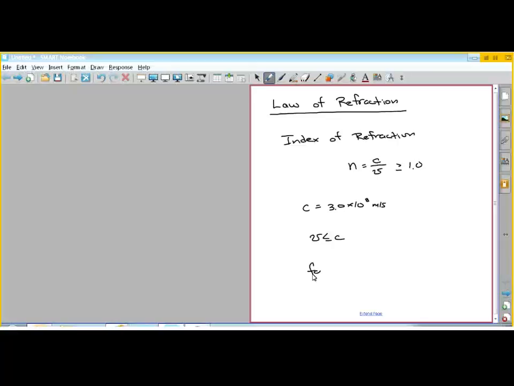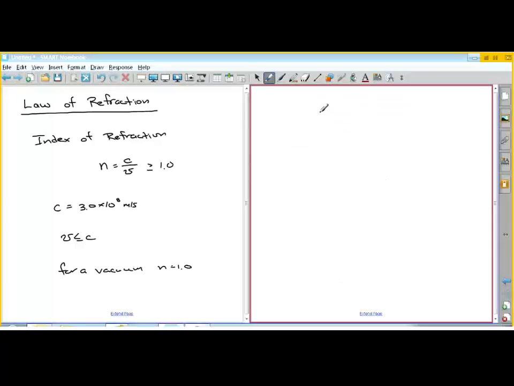And for a vacuum, N is equal to 1. The index of refraction for air is very close to that. Now, as we talked about in previous discussion, there's a relationship between wavelength, frequency, and the speed of light. You take the frequency times the wavelength to get the speed of light. In this case, the frequency of oscillation doesn't change. What happens is the wavelengths get shorter.